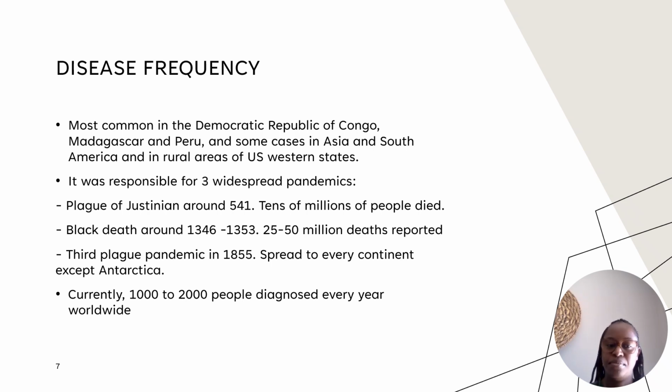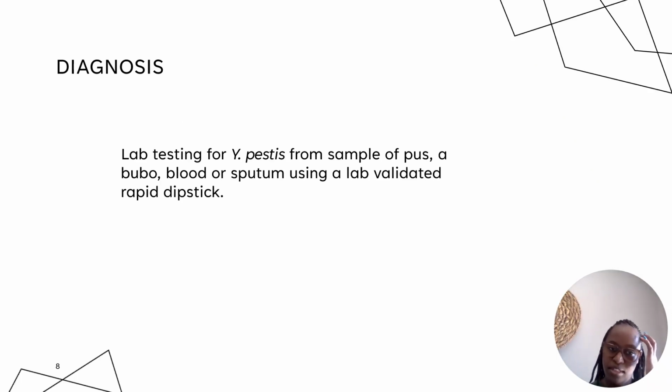So, the diagnosis of the plague: we have lab testing for Y. pestis from a sample of pus, bubo, blood, or sputum using a lab-validated rapid dipstick. It is a very quick diagnosis, and you can easily tell if someone has the plague or not.